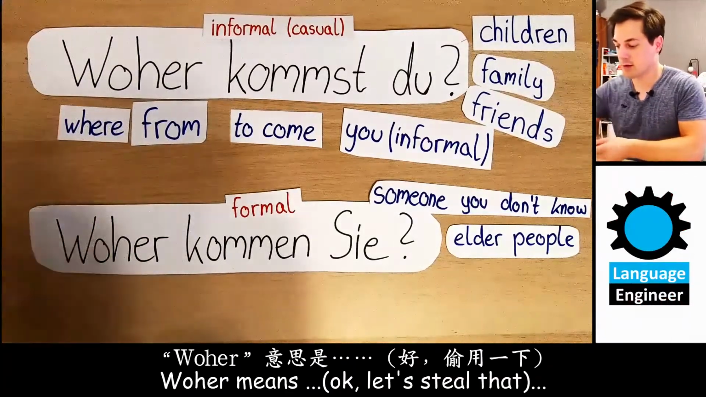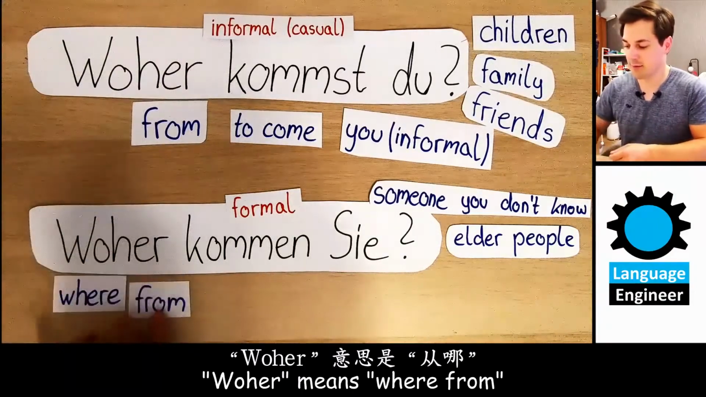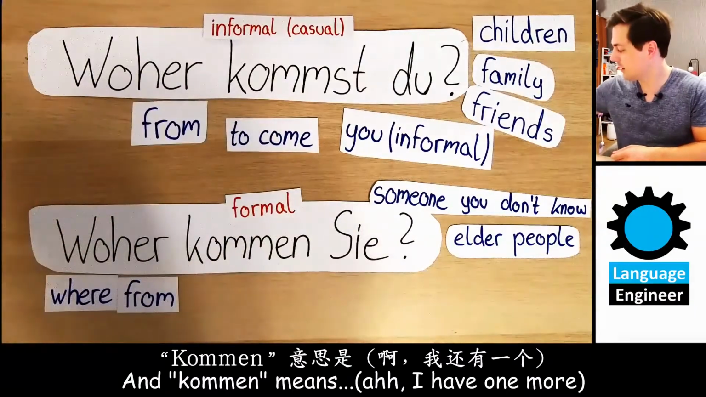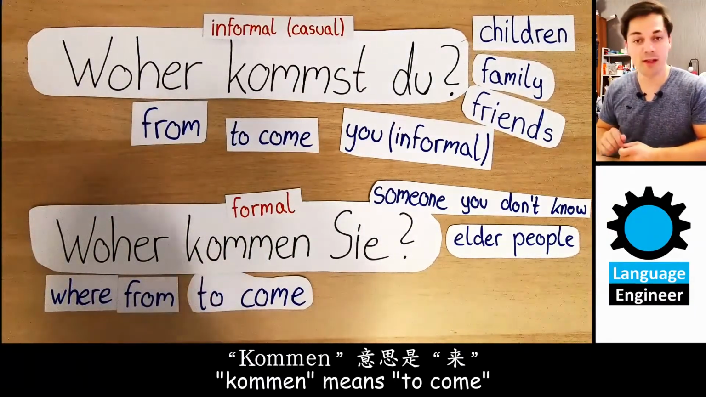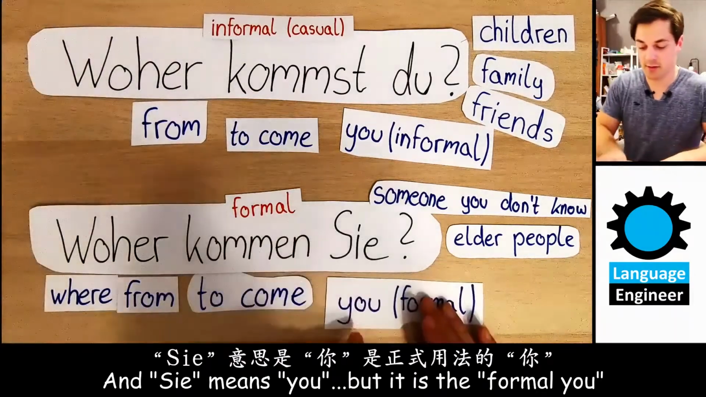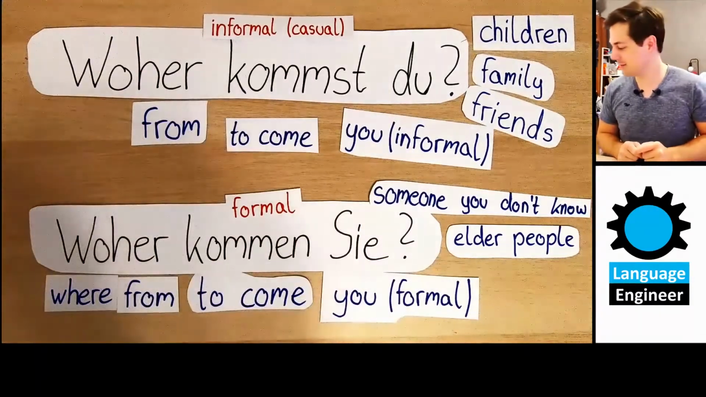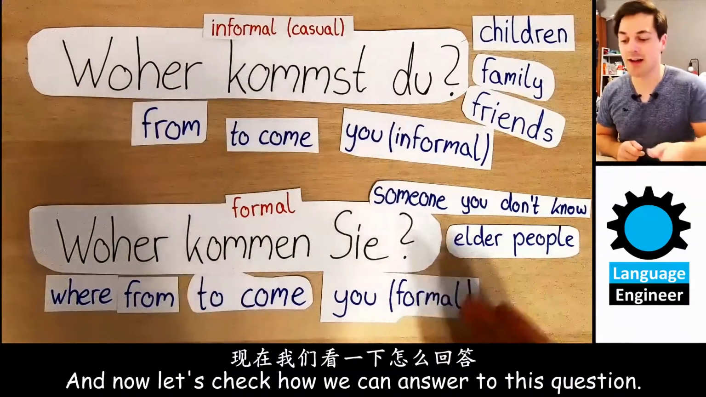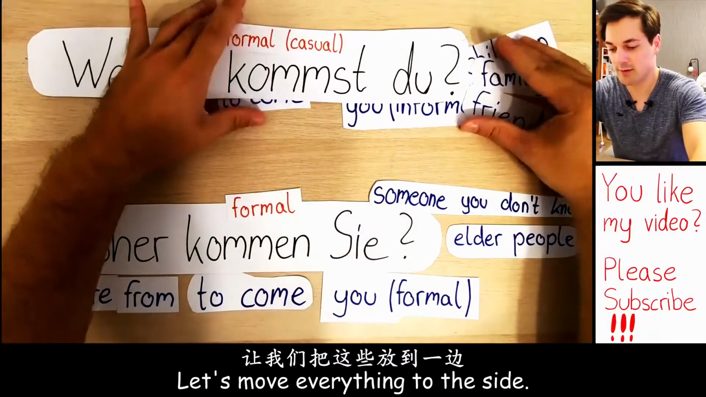And here, the same again. Woher means where from. And kommen means to come. And sie means you. But it is the formal you. Okay? And now let's check how we can answer this question. Yeah, let's move everything to the side.